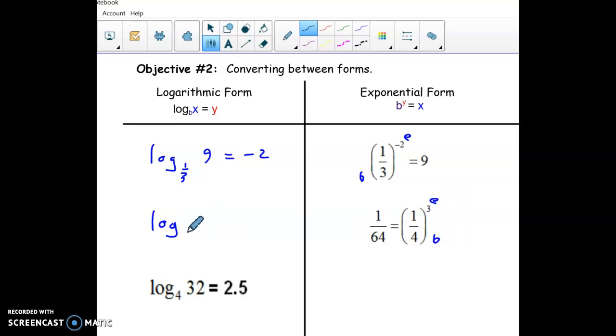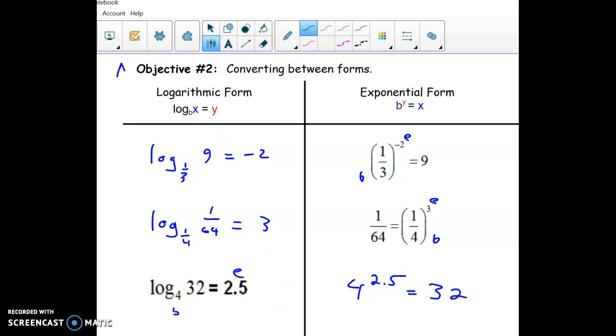So my base is 1/4, my exponent is 3, and my value is 1/64. All right, going the other way. Here's my base and exponent, base and exponent. So I'm going to do base of 4, power of 2.5 equals 32. And again, that should be a true statement. If I didn't do it right, I'll get a weird statement that's not true.